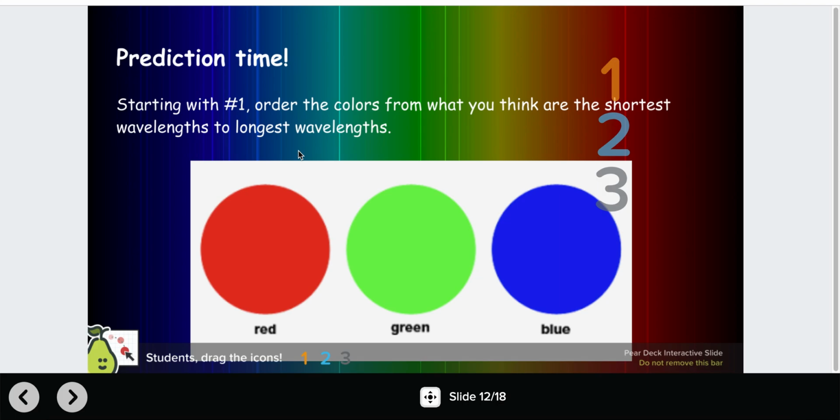So starting with number 1. Number 1 is going to be the shortest. So which color would you put number 1 on? Is red the shortest wavelength of light or color? Is green, or is blue the shortest? And then for the number 3, you're going to put the longest wavelength of light. Is it going to be blue, green, or red? And then 2 would go on the last one, of course. So I'll give you a quick second to try to organize those thoughts.